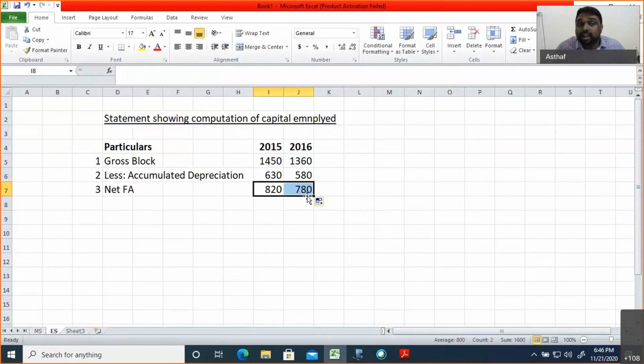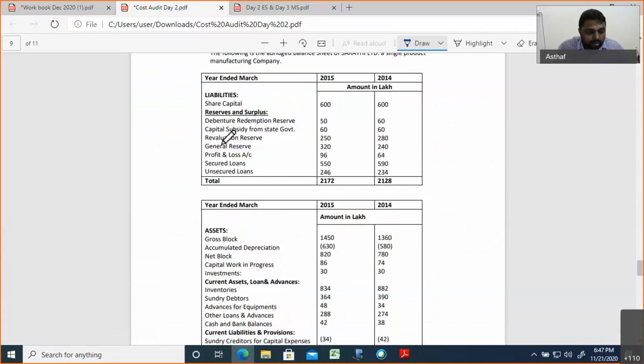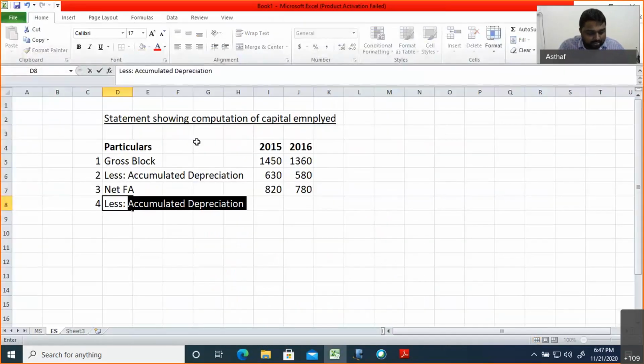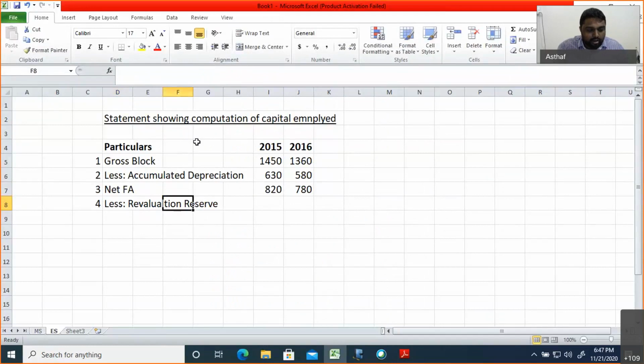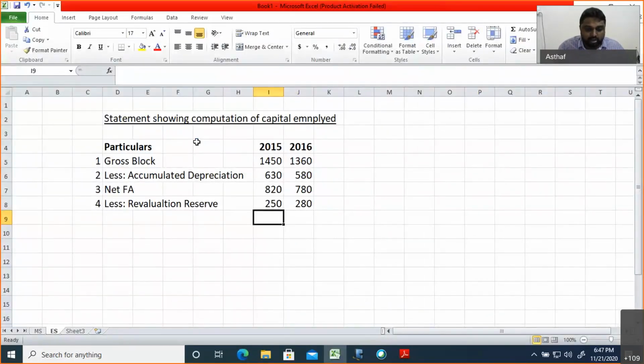So we have discussed net fixed asset. The definition is net fixed asset excluding the effect of revaluation. If you look here, there is a revaluation reserve. So excluding the effect, we are going with the definition. Excluding the effect means what we have to do? Less revaluation reserve, which is 250 and 280. So what will be the amount, my dear friends? Here we will have 570 and 500.